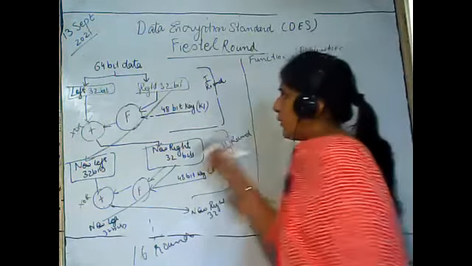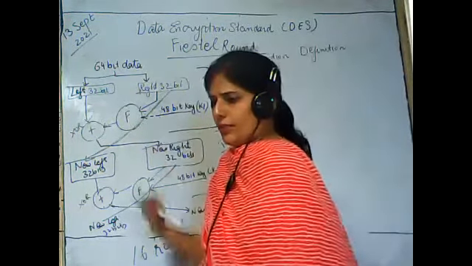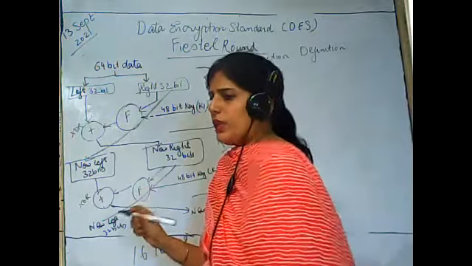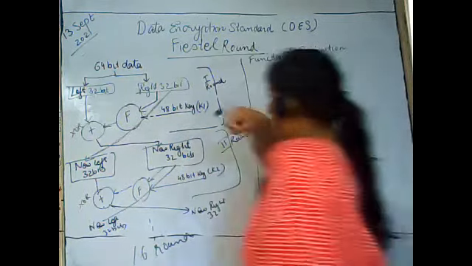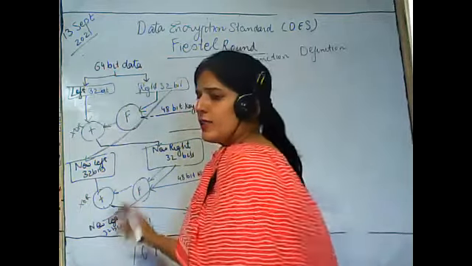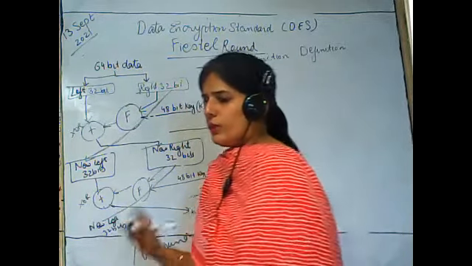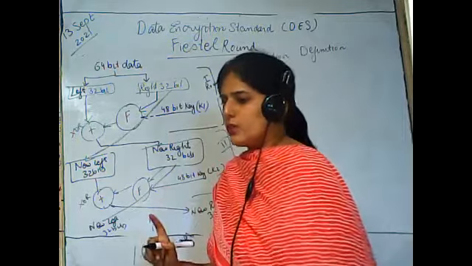Now, again for your convenience, I will repeat all these points. Just listen carefully, because only then will you be able to understand the next part. What we are discussing here is a Feistel round. In total, we need to follow 16 rounds over here.